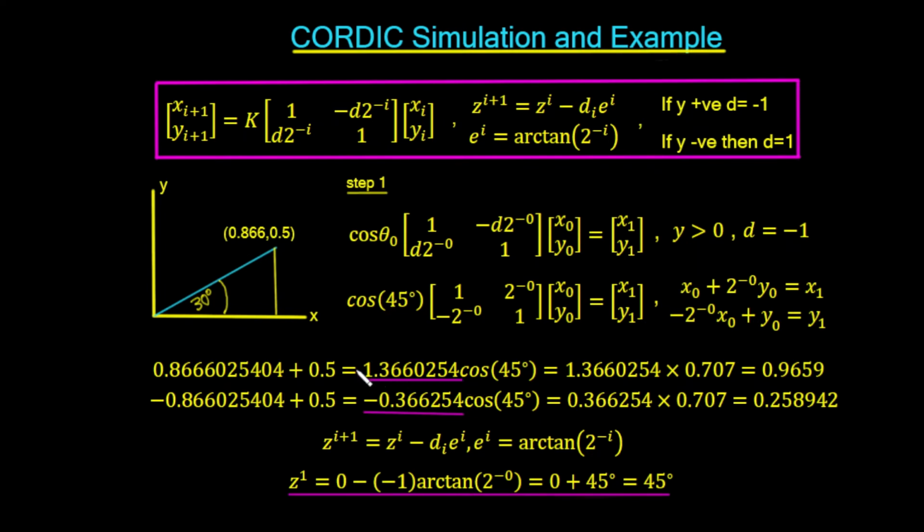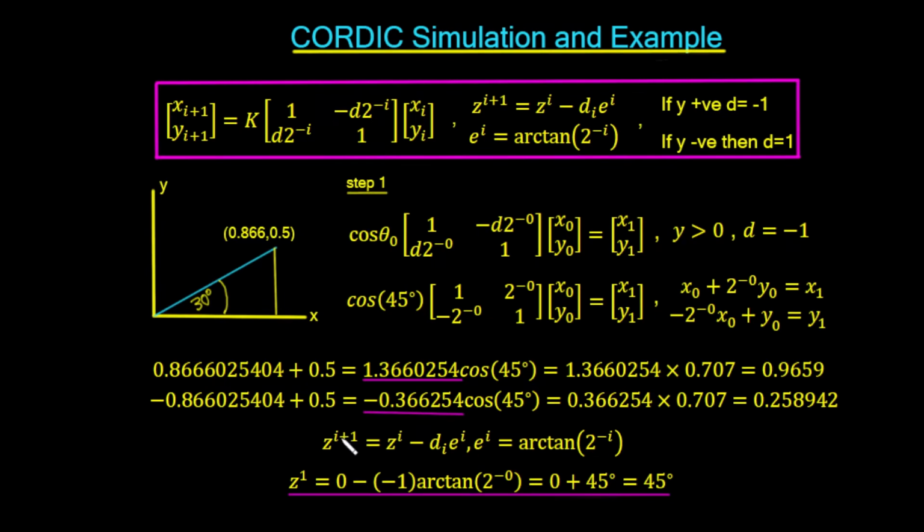So now we still have to pull out our first angle that we have calculated. So we do that with the term here, z to the i plus 1, so it's this section here. So we're going to have z to the i plus 1 is equal to z to the i minus this term here, where this value e to the i is the arctan 2 to the minus i, so it's just a copy of what we have up here.